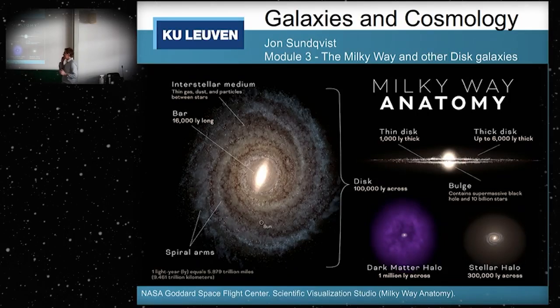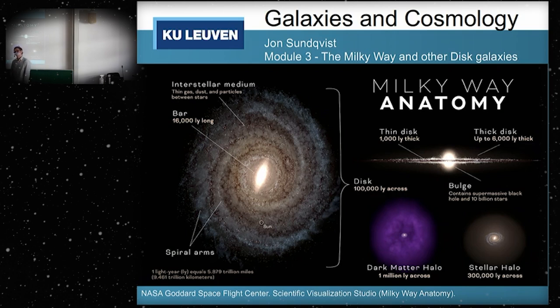All right, so now we come to the topic of today's module, which is the Milky Way and other disk galaxies, or the Milky Way and other spiral galaxies. Here, of course, you see an overview of, in this case, what is called the Milky Way anatomy. But it has the key components of most spiral galaxies, as we will see. We have the spiral arms here, of course.